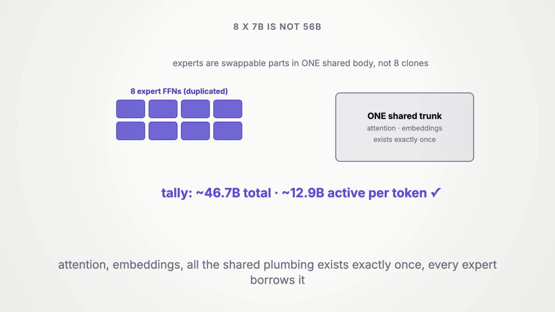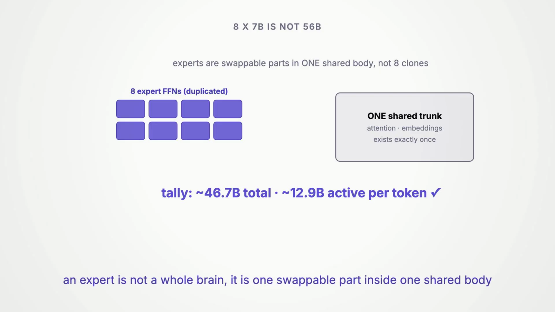An expert is not a whole separate brain. It is just one swappable component inside one shared body, which is exactly why the memory cost is the total of what is actually there, not the sum of imaginary clones.